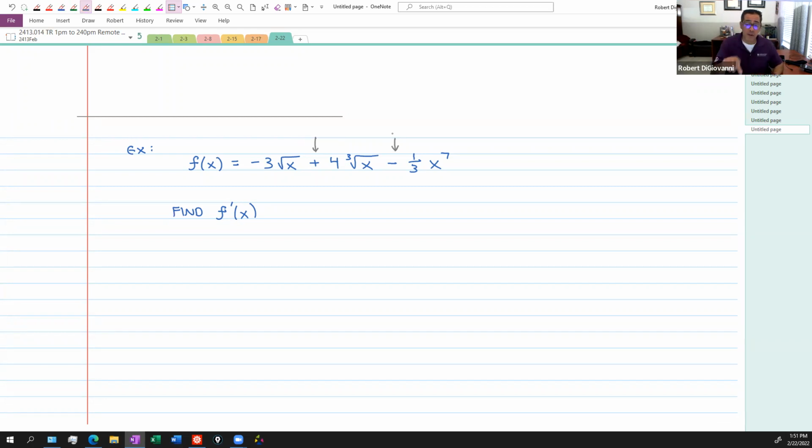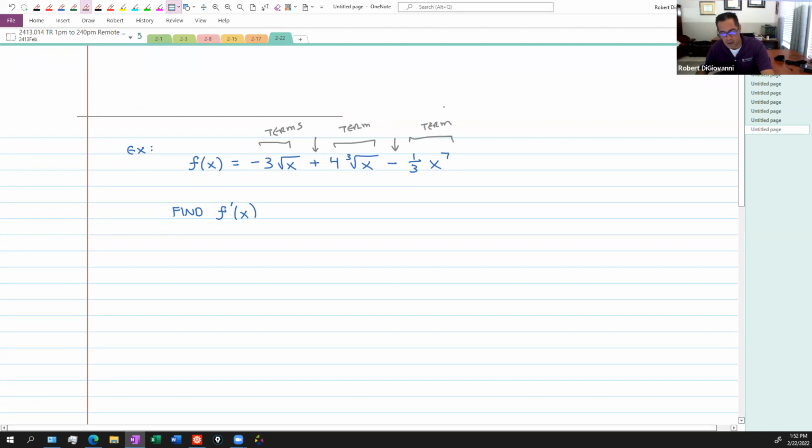Now, the sum and difference rule only had 2 things being added or subtracted, but does it make sense that if you have 3 things, you can do all 3 separately, and if you have 4, you can do all 4 separately? That makes sense to everyone? So it doesn't matter how many things you have. Remember, we call these terms in algebra. Terms are separated by addition and subtraction. That's a term. That's a term.